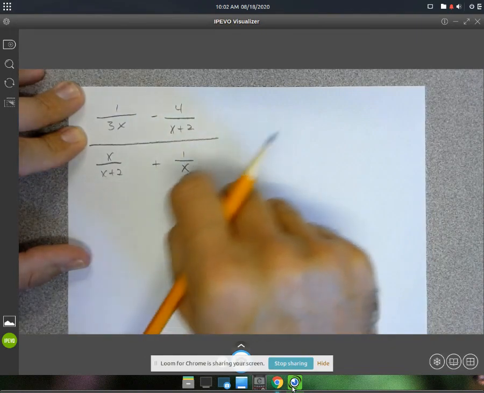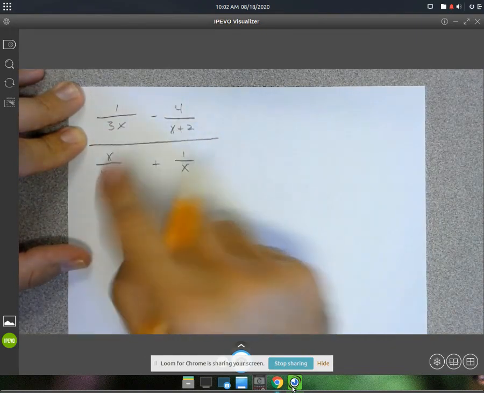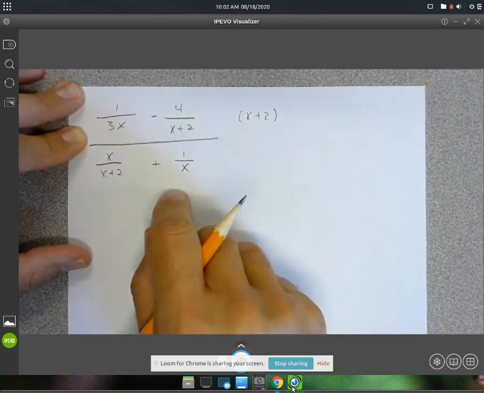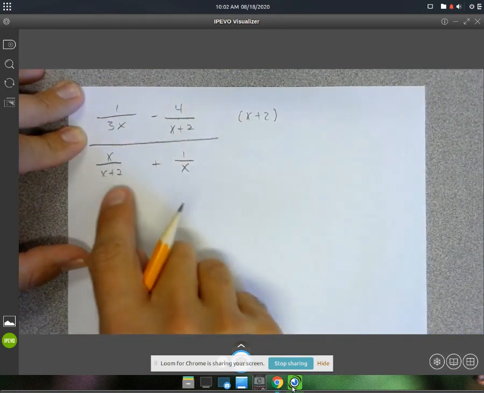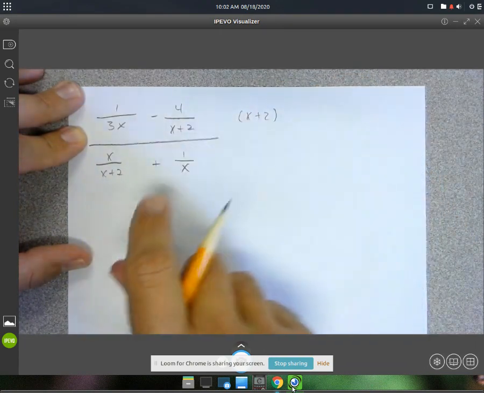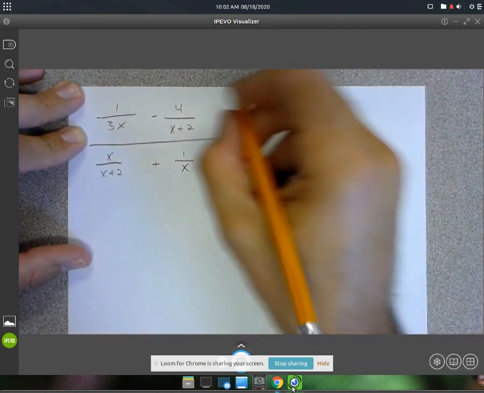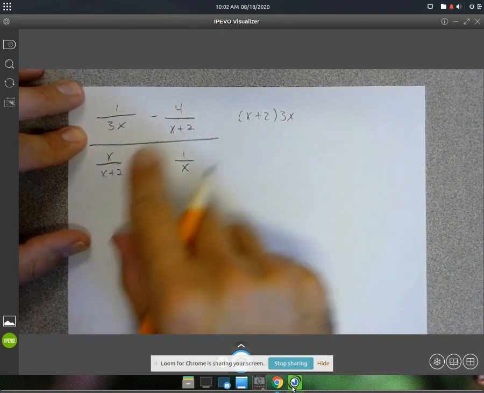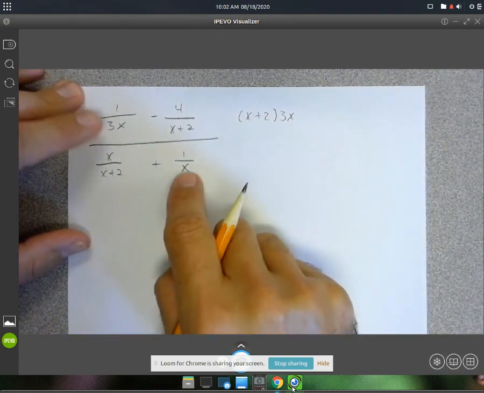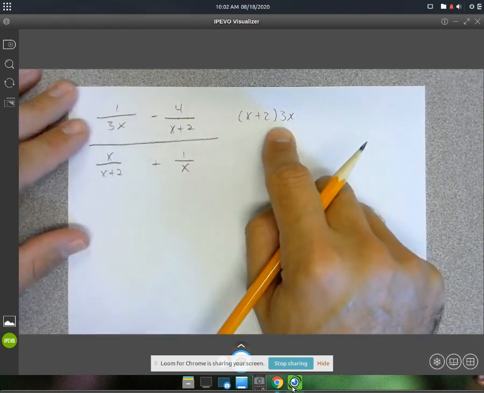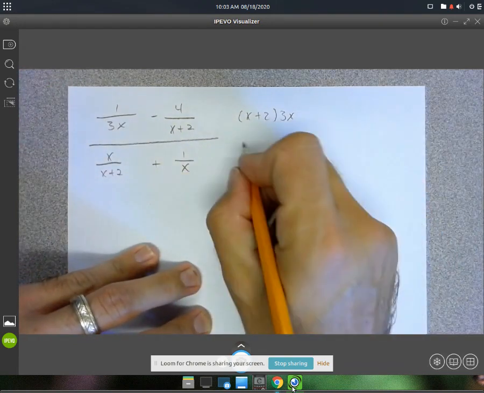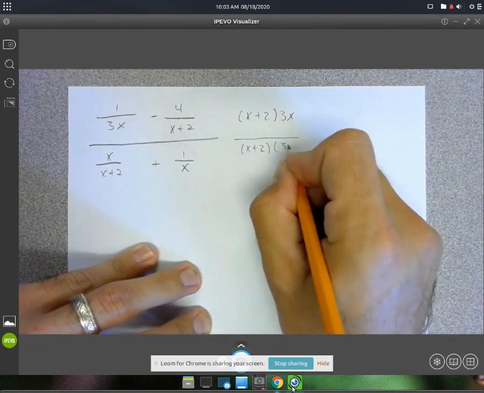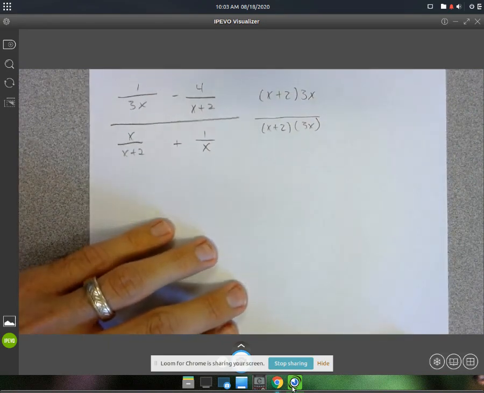So out of all four denominators, we have an x plus 2. Let's see here. We have a 3. And we also have an x. So 3x. Okay, that looks like it covers everything. Yeah, x plus 2 goes into that, and 3x and x go into that. All right. So we'll multiply top and bottom by this. X plus 2, 3x. We'll see what we get here.